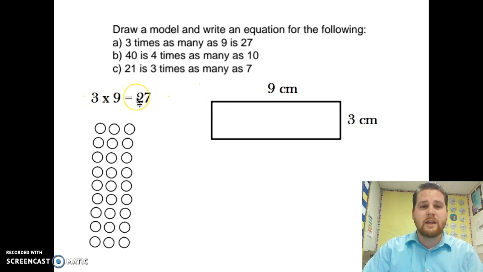So hope you guys understand the 2 different models on how to represent a multiplication equation. And then you will have some extra problems to practice right now to show the array model and show the area model. All right, have fun.